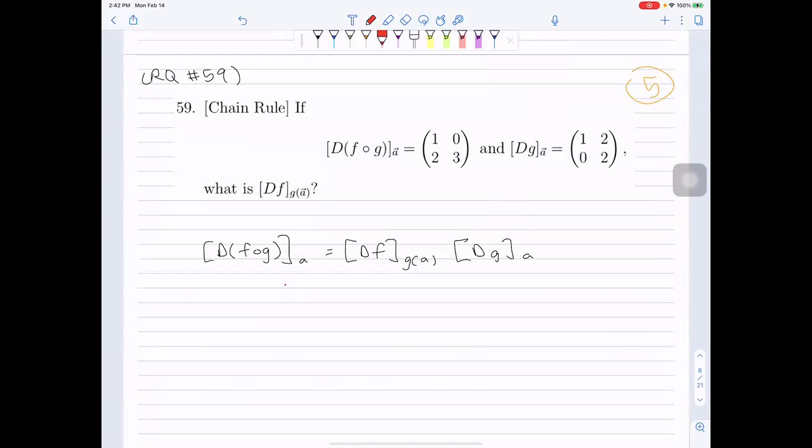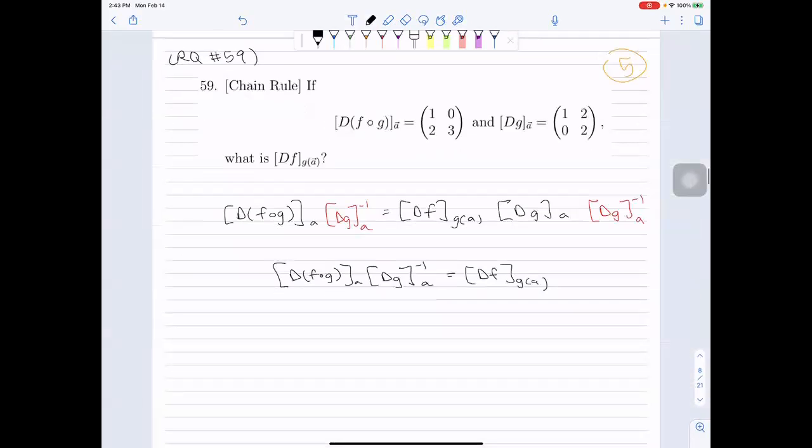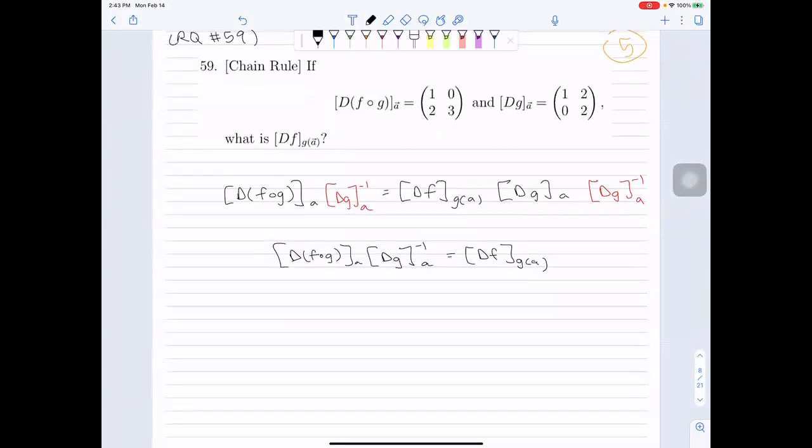Yes. So if we multiplied both sides by the inverse of the derivative of g of a, okay, inverse, then we'll get that our derivative of f of g times the derivative of g inverse equals df at g of a, which is what we want. And so at this point, it's just numbers. So I'll let you guys do that on your own. The answer will be this matrix. Just wanted to introduce the concept of that. Any questions on that?